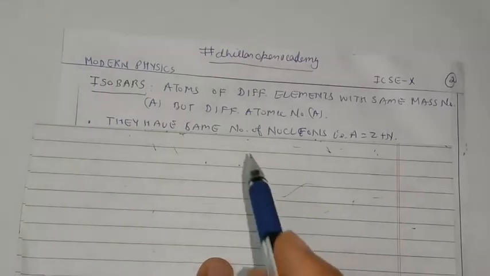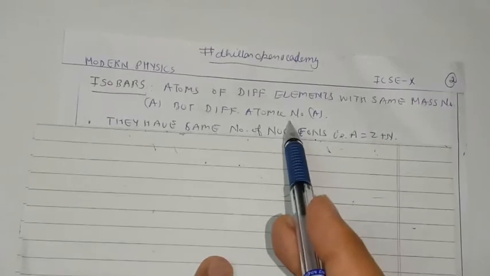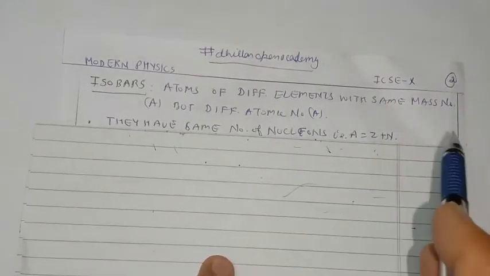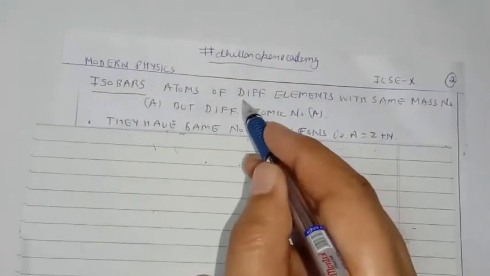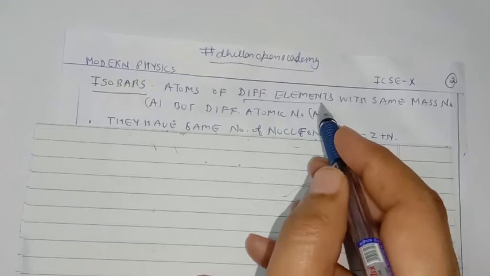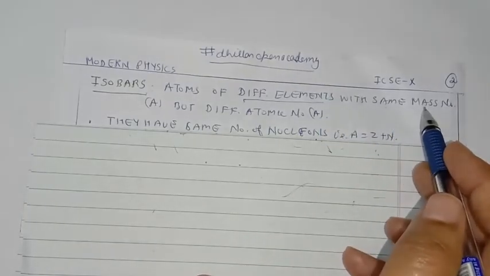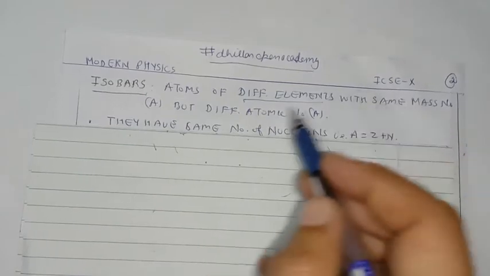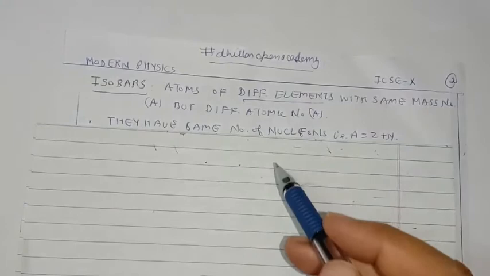Next, isobars. Atoms of different elements with the same mass number but different atomic number. So isobars are totally opposite to that of isotopes. These are the atoms of different elements. Isotopes were the atoms of the same element, having the same atomic number. Isobars have the same mass number, but a different atomic number.